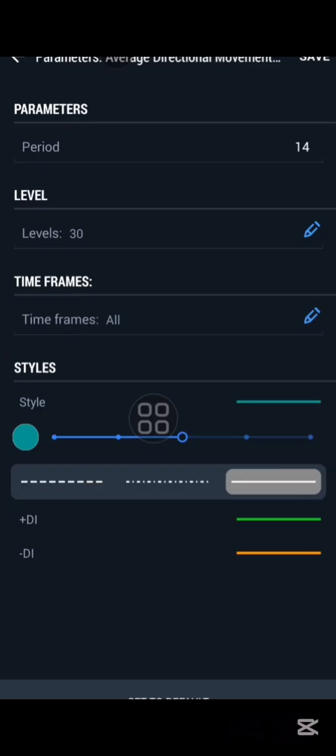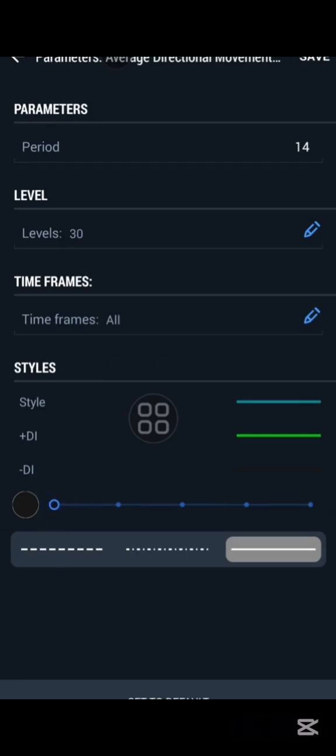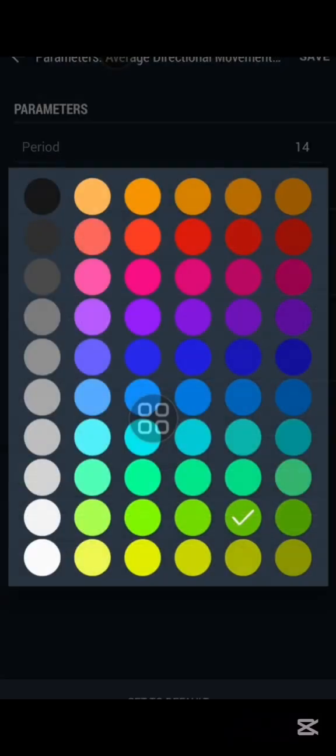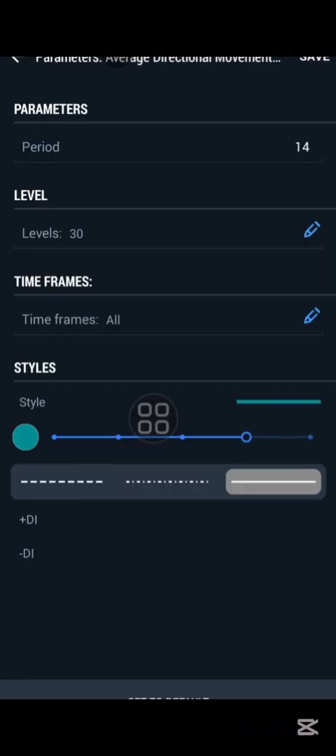Then we come back. Then on the style, we are mainly concerned with the style. What we'll do is this: the minus D1, we're going to give it the color of our background. We are not interested in this one. The plus D1, we're also going to do the same. We're going to give it the color of our background. So my background is black. I'm going to put black. But on the style, we're going to make it more visible, and I'm just going to make use of a line. You can choose any color, the color of your choice. Then you're going to click save.